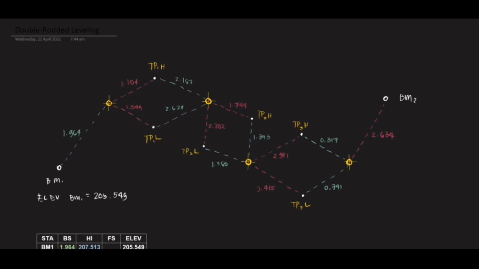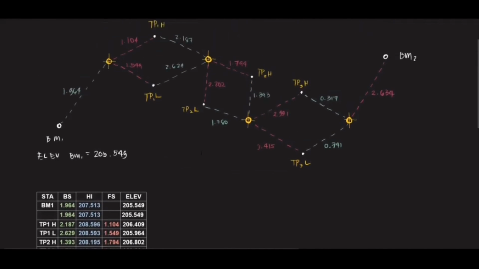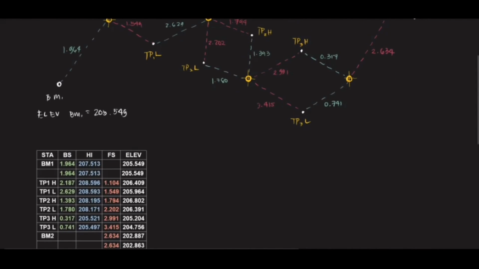The green observations are the backsights, and the red observations are the foresights. And then lastly, we have our BM2 here, whose elevation we do not know yet. Okay, so let's examine the table of tabulated values. As you can see, we have here the elevation of our BM1. We duplicated this just to be consistent with the other values, because we have two values for the TPs. So just for consistency.